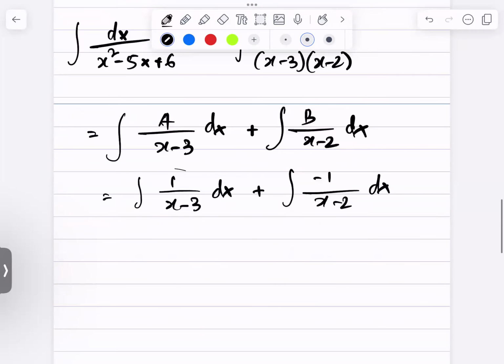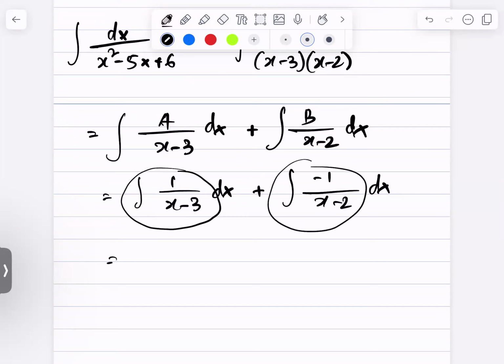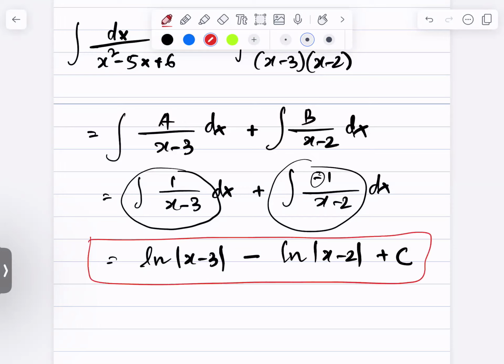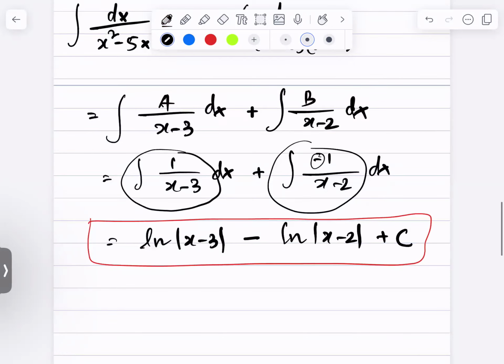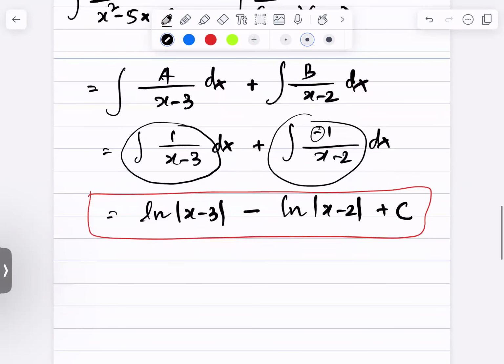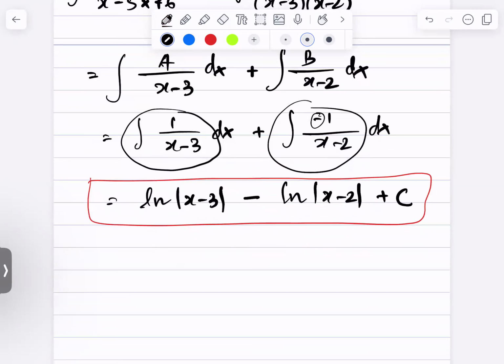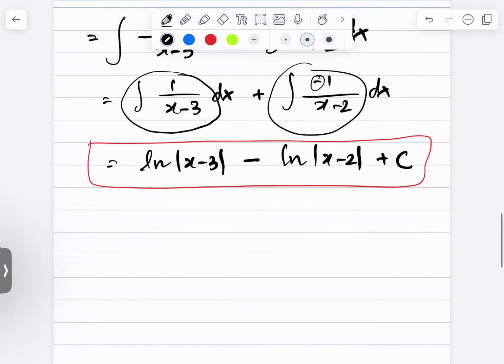And then you can use u substitution or just do it directly. It's up to you. You will get ln of x minus 3, minus, this minus will come out, ln of x minus 2, plus c as your final answer. Okay. I hope that things are better, and you'll be able to solve the rest of the partial fraction problems.